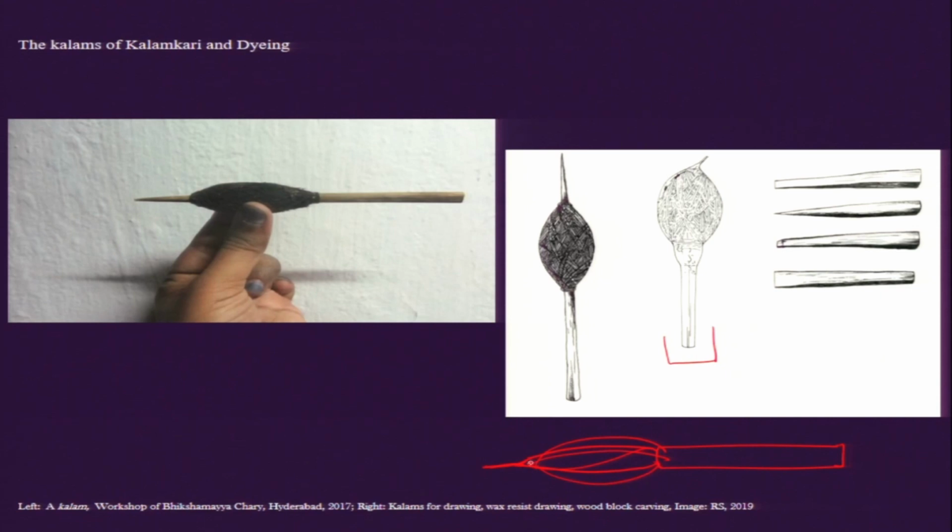So instead of using cotton or fabric or thread here, we see that human hair is used for wrapping and making this bulbous grip. Keep in mind that for wax resist drawing one needs to dip it in molten wax, and for that reason using cotton and thread is definitely not the most suited, but hair is much more suited for this particular purpose. And in this case we also find that usually for this wax drawing kalam, this bulbous grip is much thicker and bigger in size compared to the regular drawing kalam.